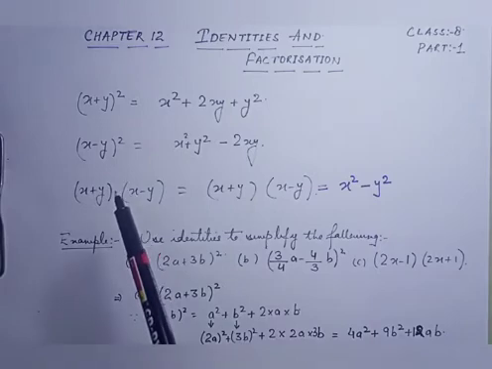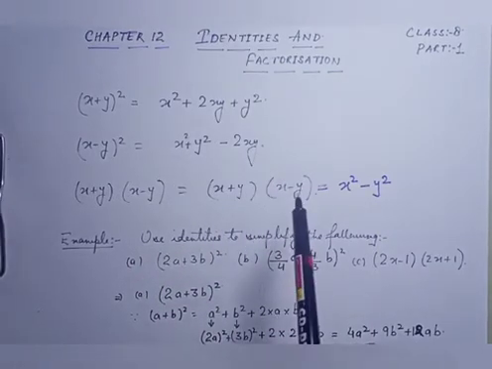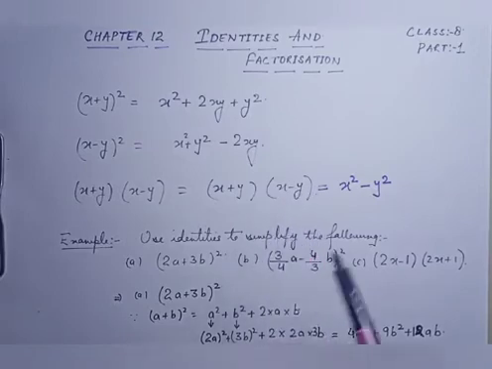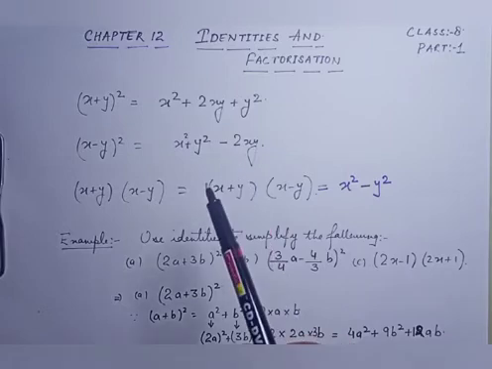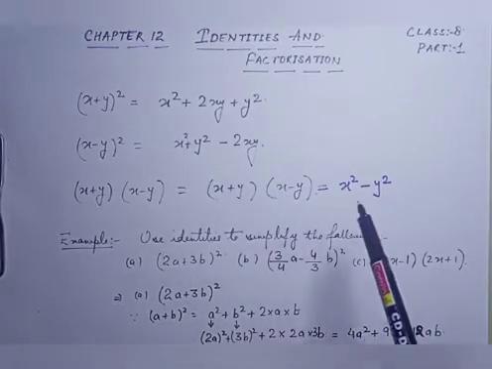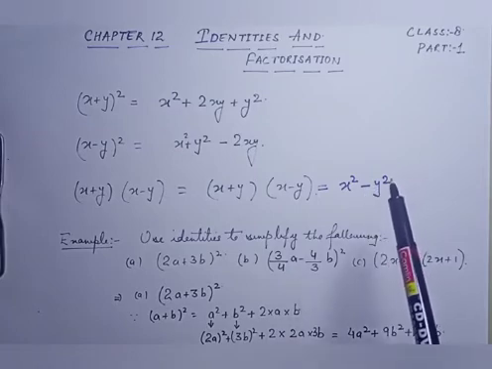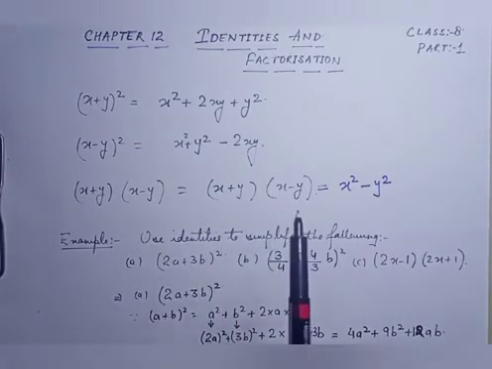Let us move to the last identity, that is (x plus y) in one bracket multiplied by (x minus y) in one bracket is equal to x square minus y square. So when we multiply x plus y and x minus y, we are going to get x square minus y square. Let us see some examples to make your concepts clear.